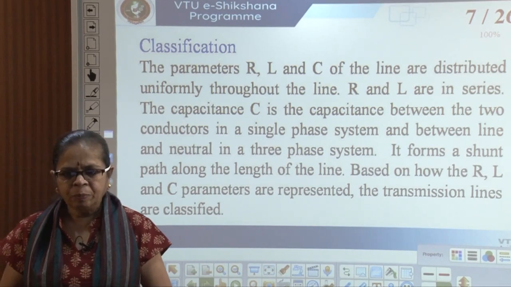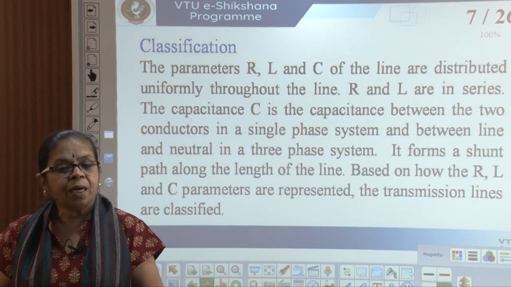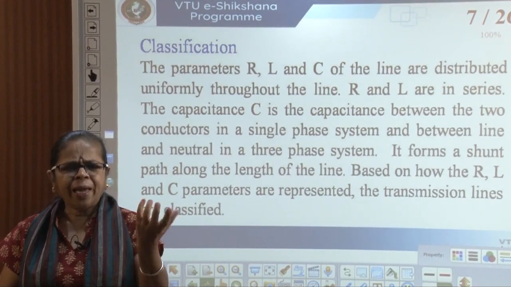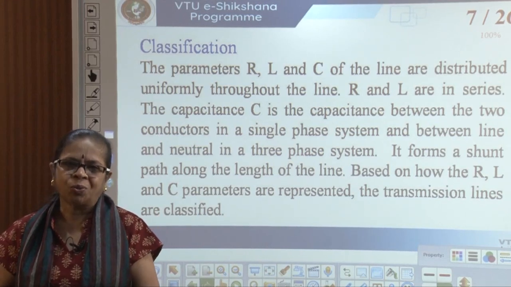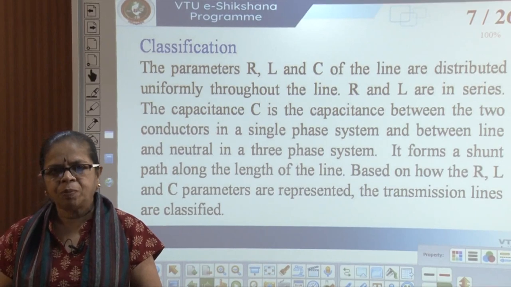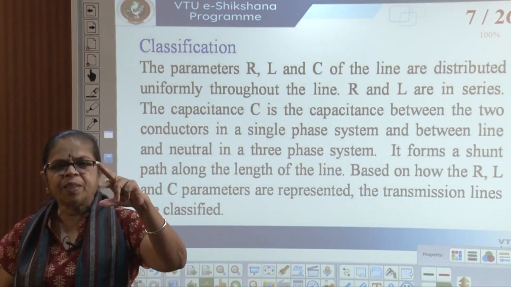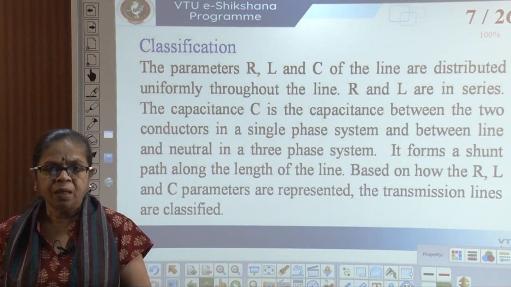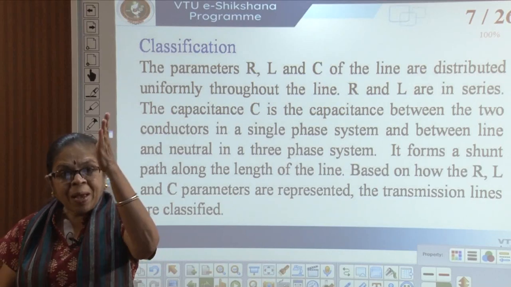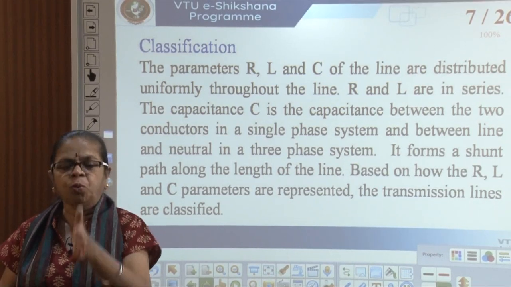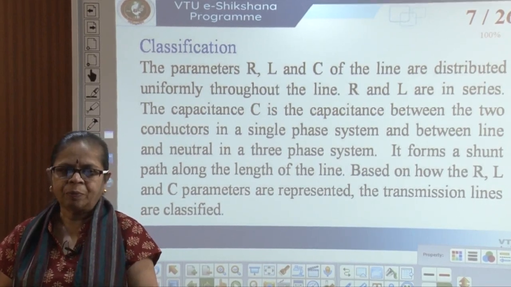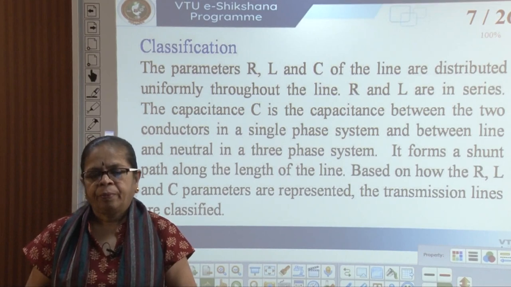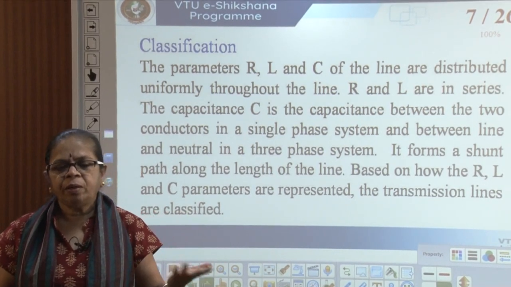So, now let's come to classification. The parameters R, L, C are distributed uniformly throughout the line, and R and L are in series like any other conductor. Any conductor is R plus jX, you're used to that in all your circuit theory problems. And the capacitance is between the two conductors in a single phase system, and between the conductor and the ground, the line and the neutral, in a three phase system. So, the capacitor forms a shunt path because it is between two conductors or between a conductor and the neutral conductor. So, based on how we represent these R, L and C, the transmission lines are classified into different types.